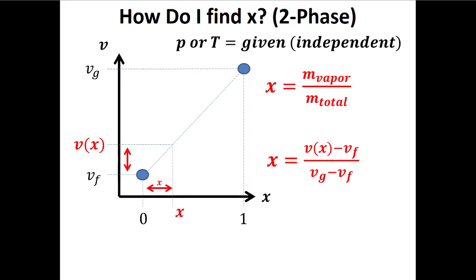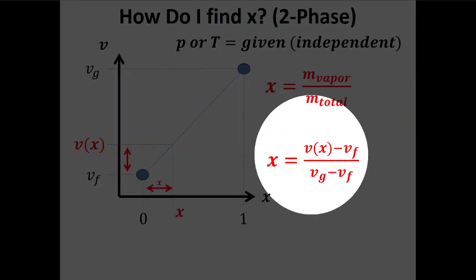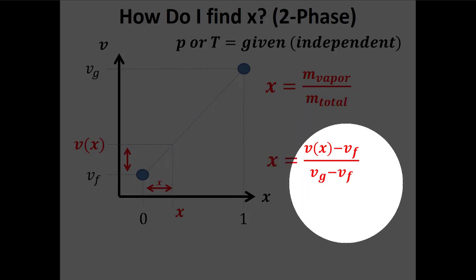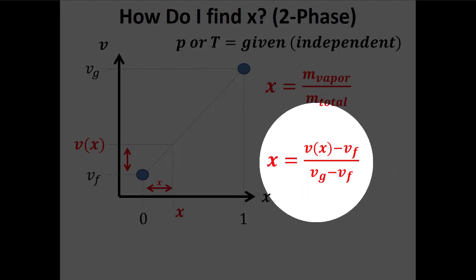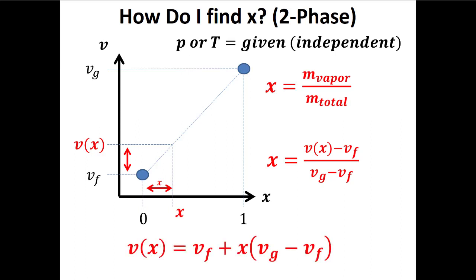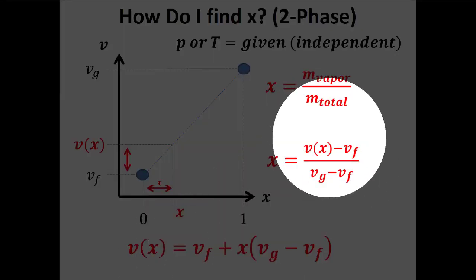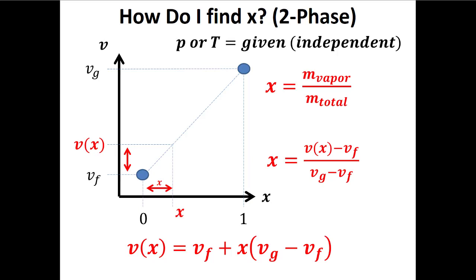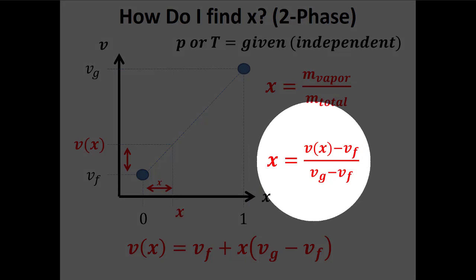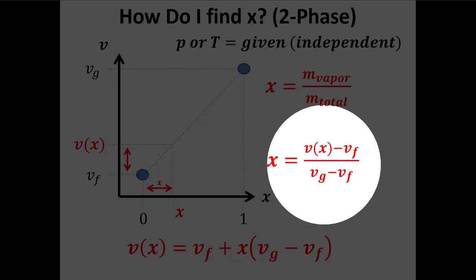So here I can use this equation because I know Vx, Vf, and Vg. So I can use this equation to find X. And then I could rearrange this equation to find X, right? But that's what I've already done up here. So I can then rearrange it, and if I didn't know specific volume and I knew quality, then I could use quality to find the specific volume. But for this particular example, it's quality that we don't know, so we're going to keep the equation in this form.